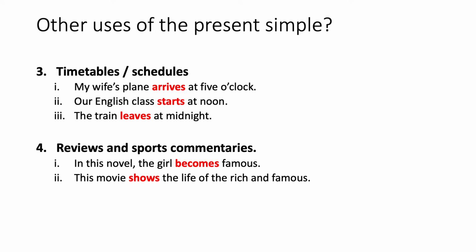And the last use is for sports commentaries. Okay? So when you watch a football game, for example, there will normally be an announcer who comments on what is happening to make it more interesting. So the commentator might say something like this: Mo Salah scores a hat trick for Liverpool. A hat trick means 3 goals. Okay? Liverpool is actually a very famous club in England. All right? So when we are doing sports commentaries, we would use the present simple.